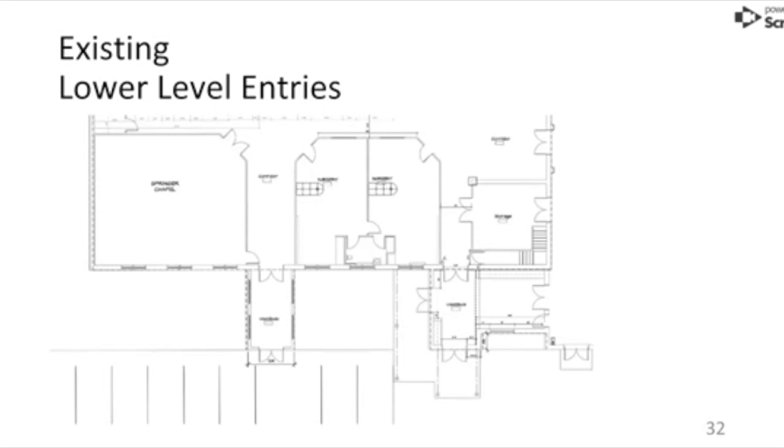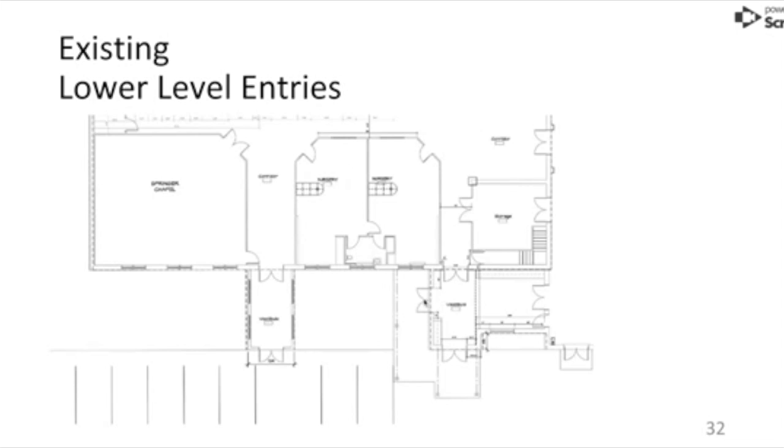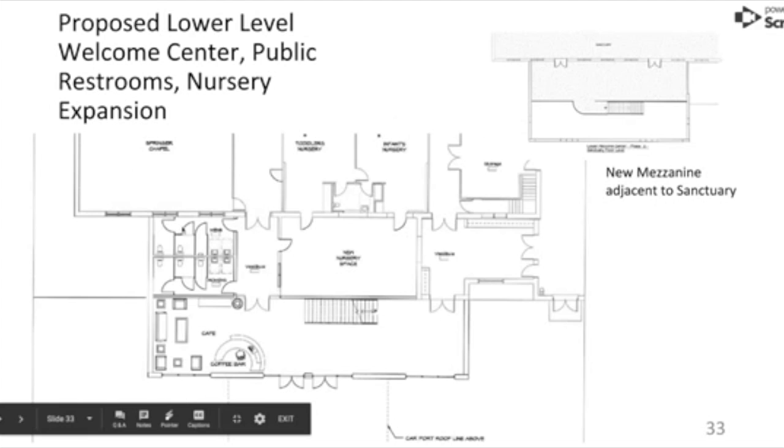This is the schematic for the lower level. Underneath the sanctuary, you can see the Springer Chapel on the left with the existing entrance space with the coat racks, the current nurseries, chair storage. This is the current entrance into the Beveridge Family Life Center. The addition would focus in this area between the parking lot and the Springer Chapel and nurseries.